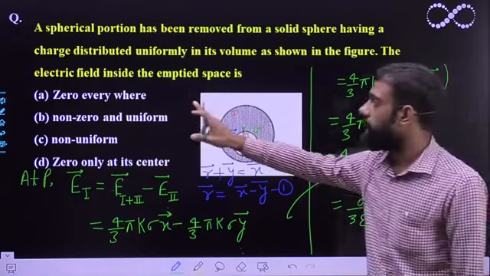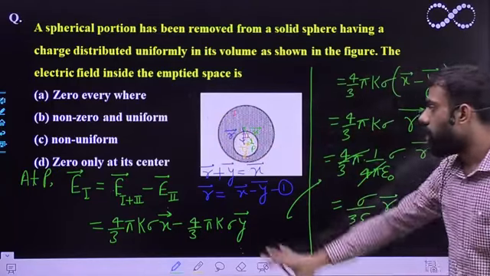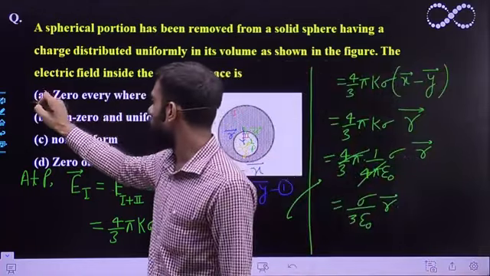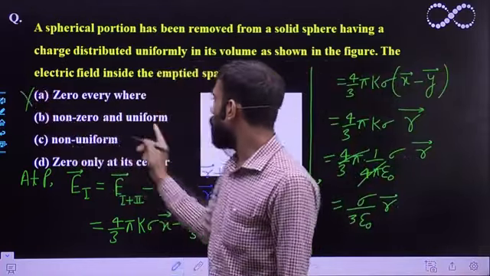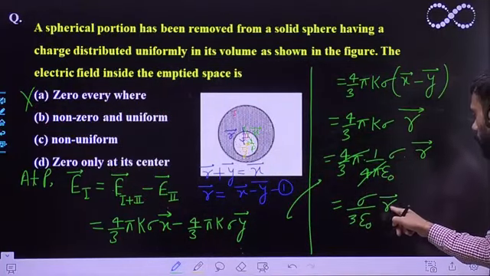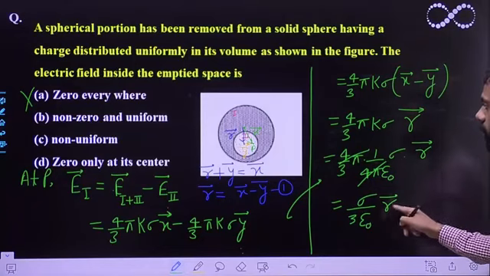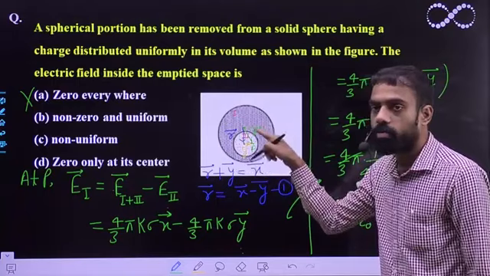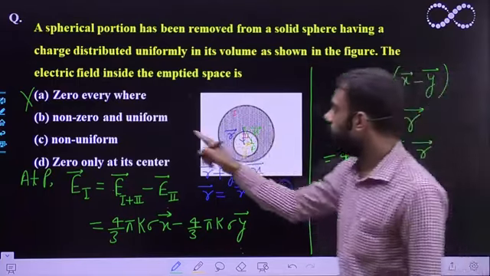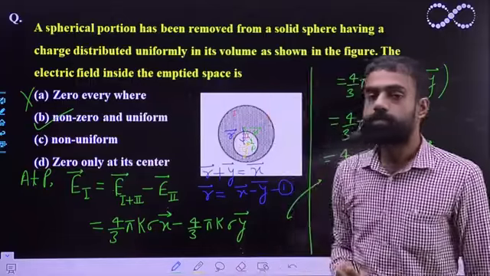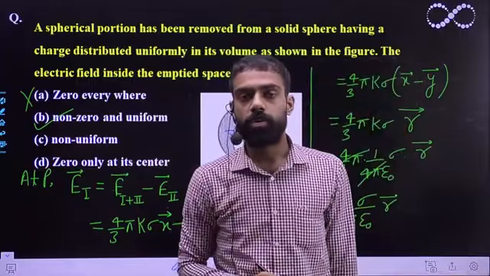Now I can look at the options. Option A, 0 everywhere, is wrong. Non-zero and uniform is correct, because the electric field inside is coming out uniform. r vector is constant because r vector is the position vector of the center of the cavity with respect to the center of the bigger sphere. So non-zero and uniform will be the answer. Okay students, I hope you understood this question.